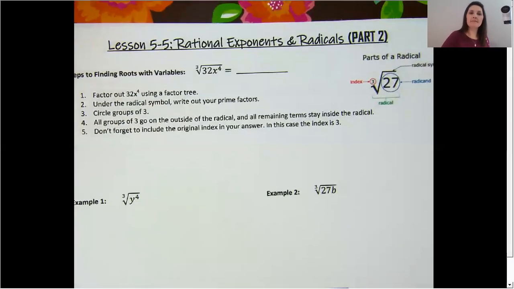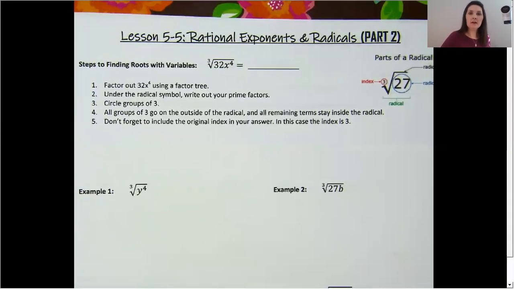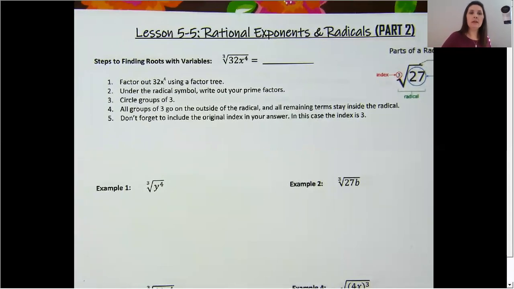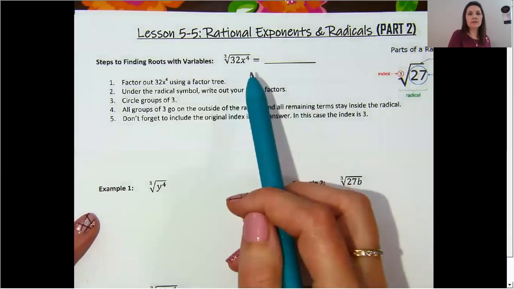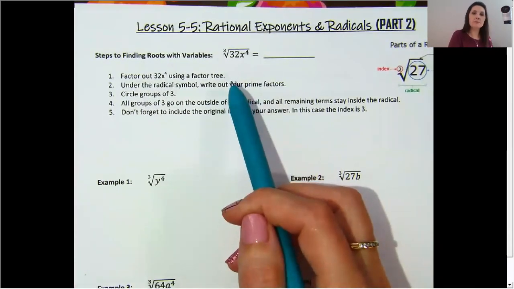Hello everyone and welcome to lesson 5-5 part 2 of Rational Exponents and Radicals. Today in this lesson we are going to just add one additional factor to lesson 5-5, and that is we are including variables in our problems and in our answers. Okay, so I have a practice problem to get us started with as we go through each step.